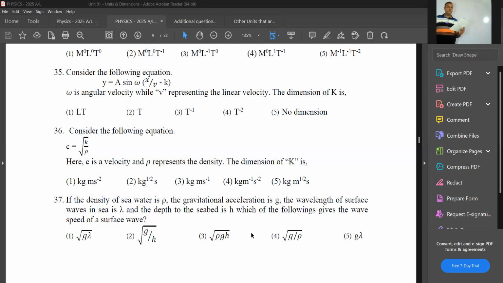Question number 35. Look at this. Y is equal to A sin omega x over V minus K. So what is the answer for question number 35? Can anyone tell me the answer?